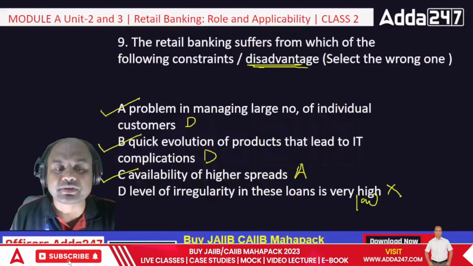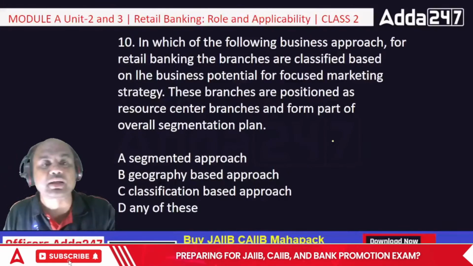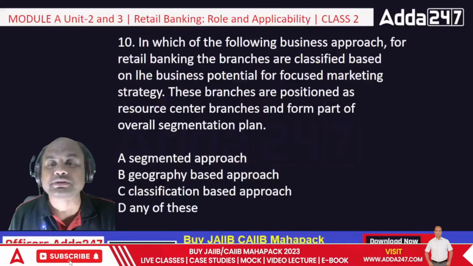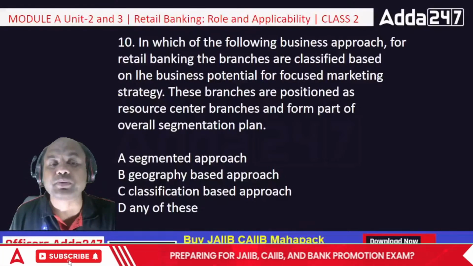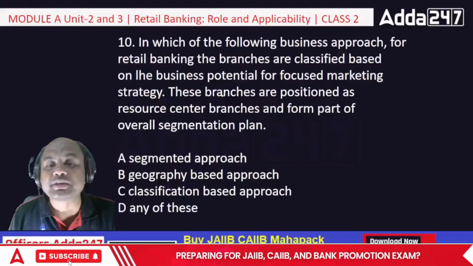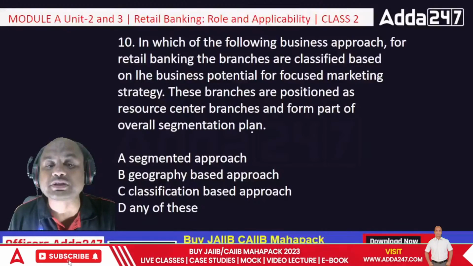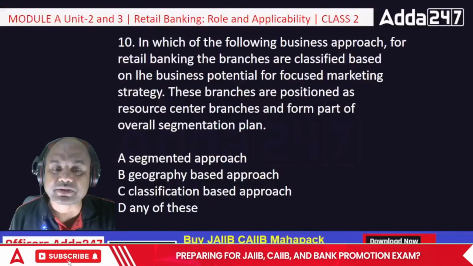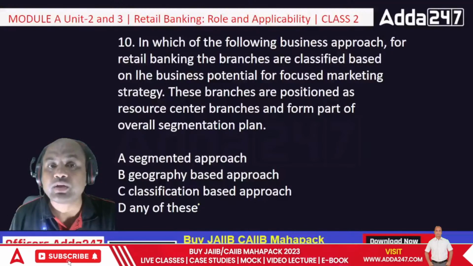Why? Because this C is the advantage and not the disadvantage. Higher spreads is an advantage to retail banking. In which of the following business approaches for retail banking are the branches classified based on the business potential for a focused marketing strategy? These branches are positioned as resource center branches and form a part of the overall segmentation plan. So: segmented approach, geography based approach, classification approach, or any of these. So which is the one?